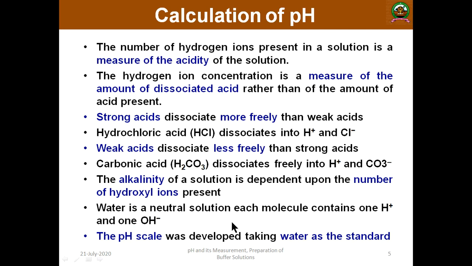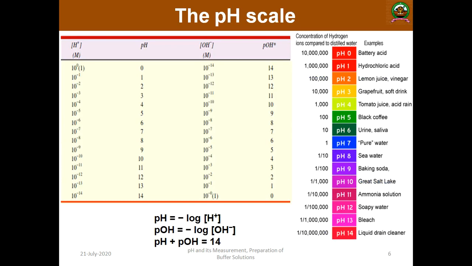And how will you develop the pH scale? For developing the pH scale, the universal solvent water is considered as the standard. We will discuss that. Here you can see the pH scale, which determines the pH. The pH runs from 0 to 14. pH 7 is neutral. pH 0, 1, 2, 3, 4, 5, 6 is acidic, and more than 7, that is 8, 9, 10, 11, 12, 13 and 14, is basic.